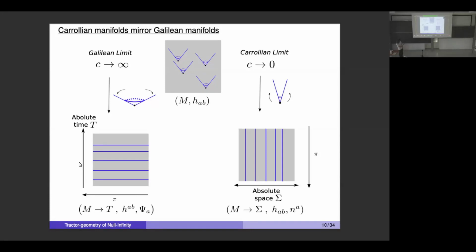Okay, so that's really the dual of the Galilean limit, and we had a very nice talk by Stefan in the first week on homogeneous spaces that are of this type and of that type.